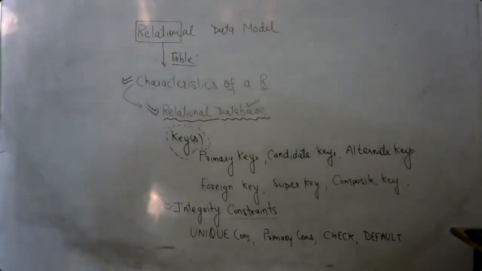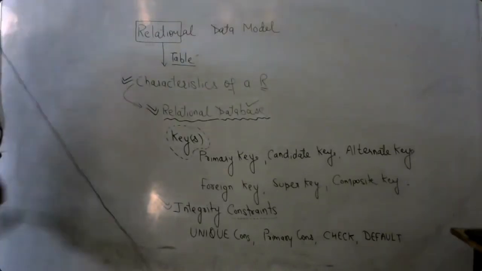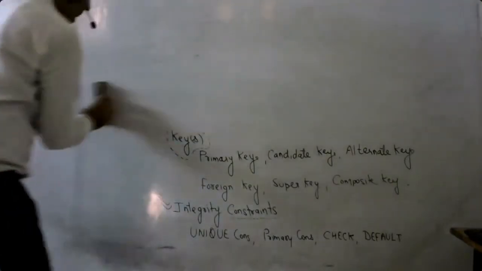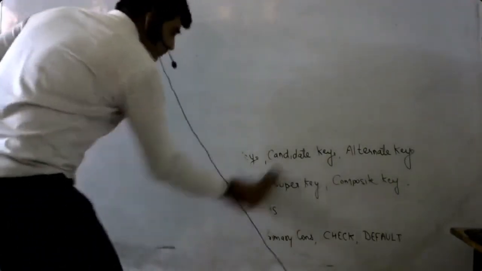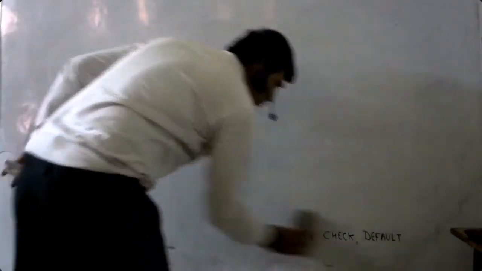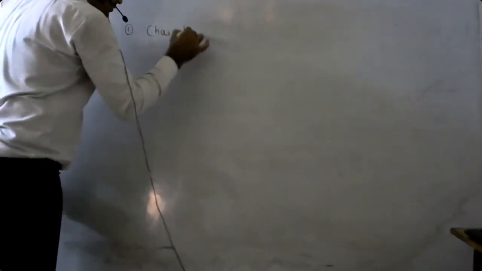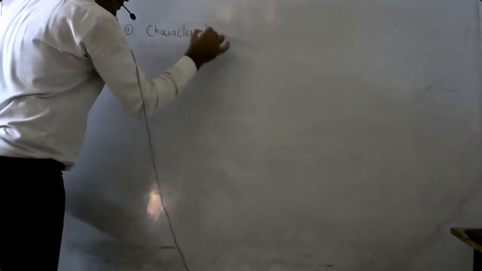Yes, I think you have taken the screenshot or noted down the topics to be covered. Now let's talk about the topics one by one. Up to now there will be no issue for any students, because we have only talked about the topics to be covered. We haven't covered any topic yet. So the very first topic for today's session: characteristics of a relation.